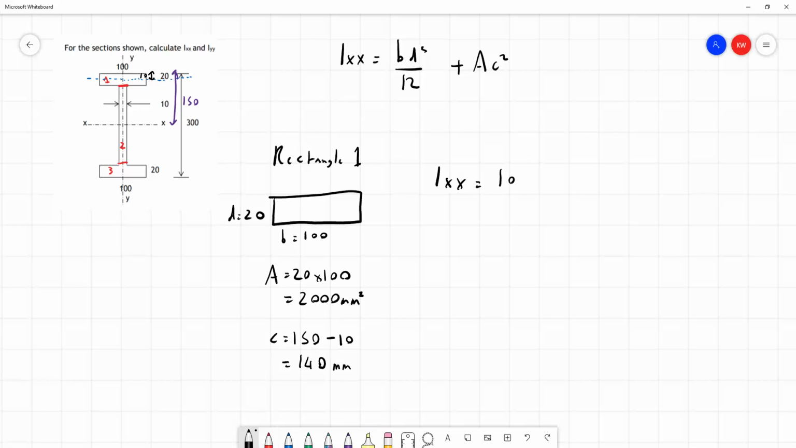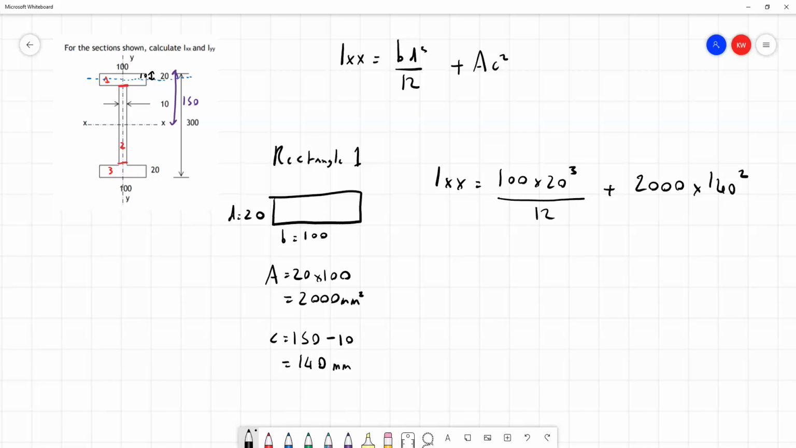Ixx is going to be equal to 100 times 20 cubed divided by 12, plus the area, which is 2000 times 140, and again that's squared. So we can work this out. And you'll see, in fact it does it in the course notes in some cases, that they work out the BD cubed over 12 and put it in a column, and the AC squared and put it in another column. You're very welcome to do that. There's absolutely no problem with laying out your answers like this.